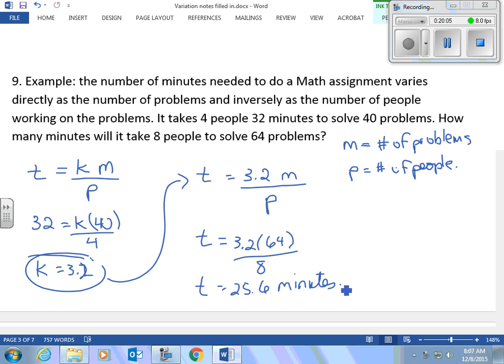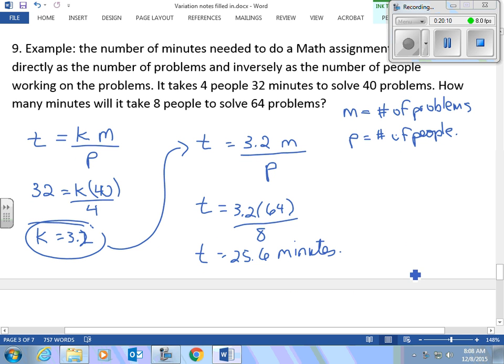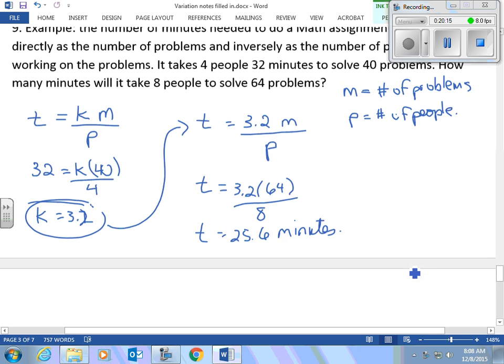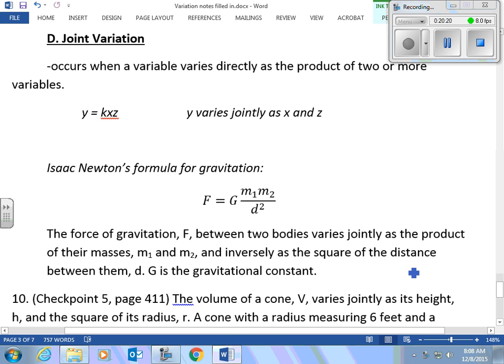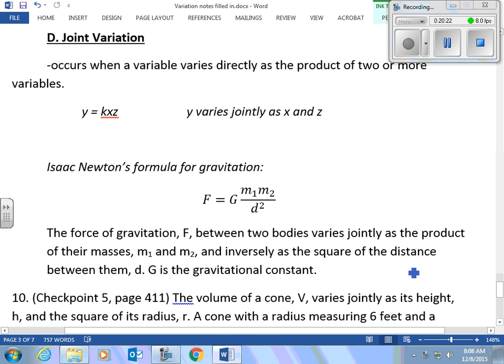And our fourth and final type of variation. So far we've done direct variation, inverse variation, and then combined, which combines the direct and inverse. And now we're doing joint variation, which occurs when a variable varies directly as the product of two or more variables. So we can say in this example, y varies jointly as x and z. So instead of just y equals k times x, we've got y equals k times x times z.